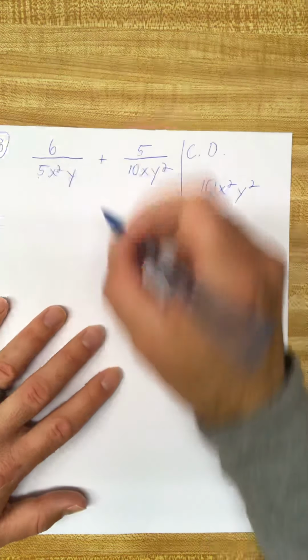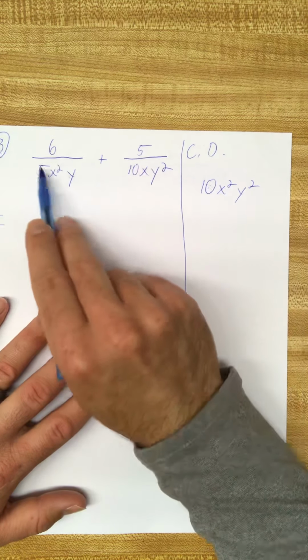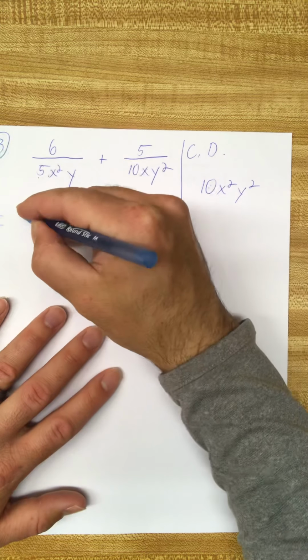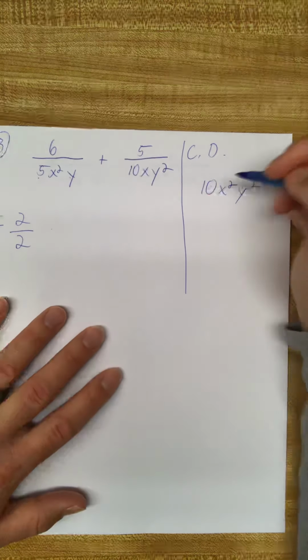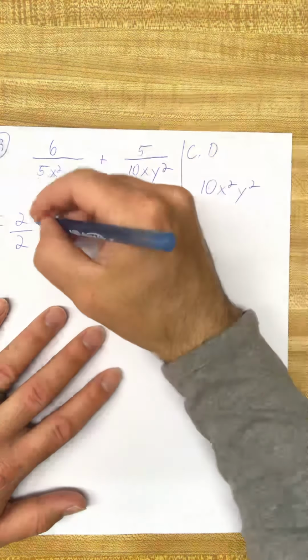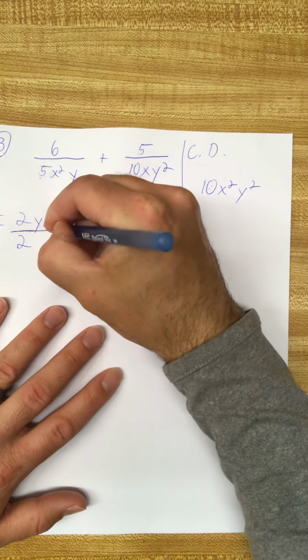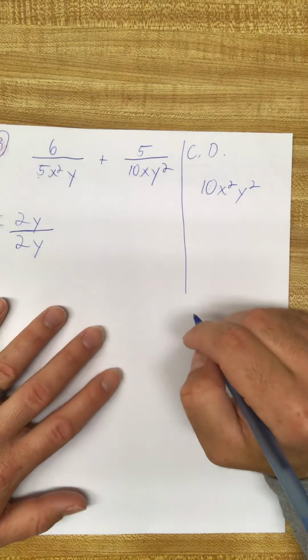So in my first fraction, I need to change my 5 to a 10, so I'm going to need to multiply by 2 over 2. I already have an x squared, but I've got to make it a y squared, so I've got to multiply my first fraction by 2y over 2y.